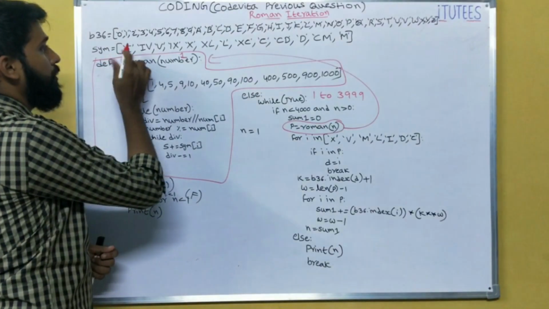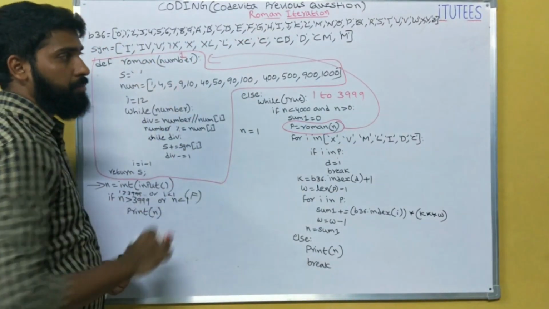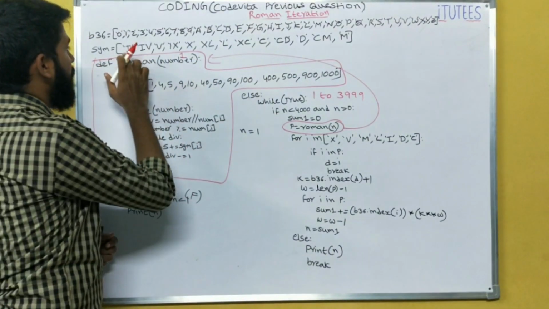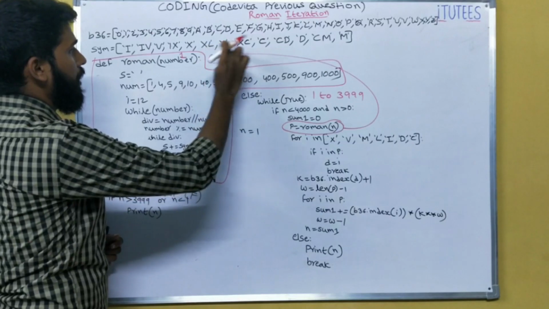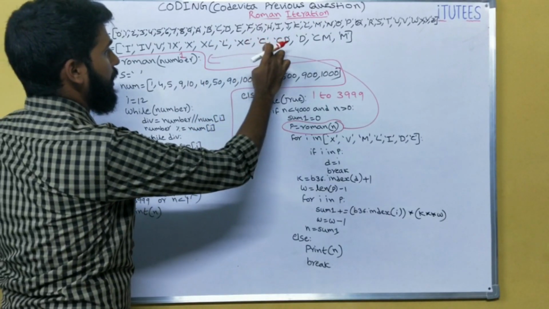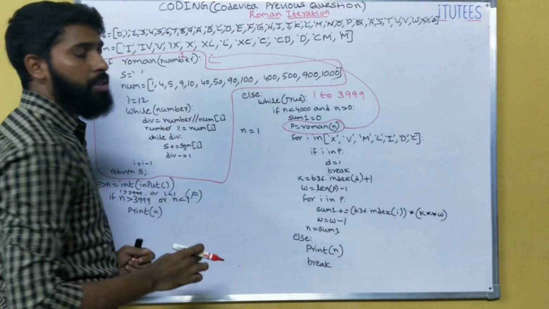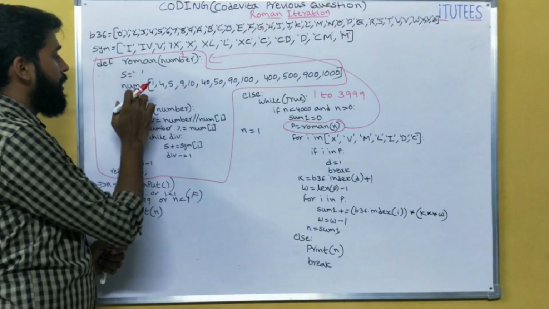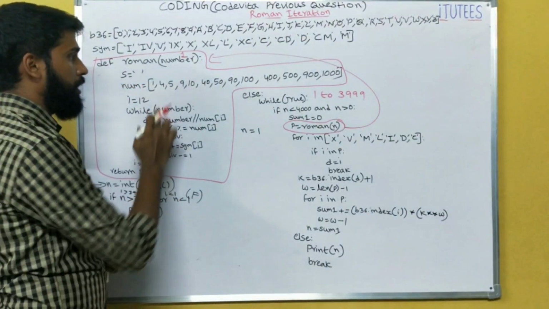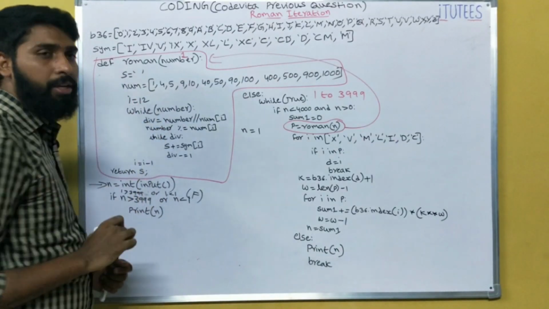I am taking one list, SYM. In this list I am storing the Roman symbols for 1, 4, 5, 9, 10, 40, 50, 90, 100, 400, 500, 900 and 1000. These are the equivalent symbols to these numbers. I am taking a NUM list, and I store all the numbers into this NUM list. I am taking I equals 12.